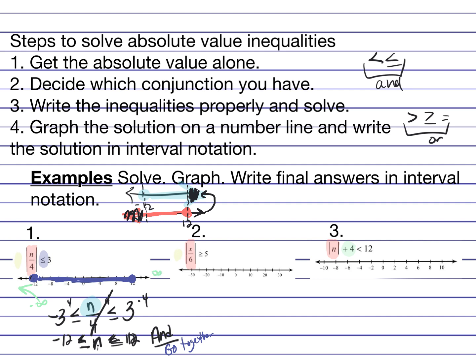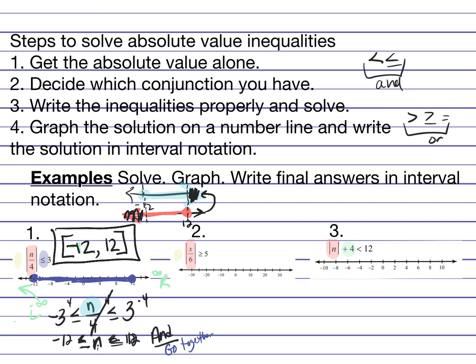So I'm looking at this black number line, reading it from left to right. Where does my black number line start being shaded? It starts at negative 12. I'm going to switch to black. It starts at negative 12 with a solid circle. And then where does it stop being shaded? It stops at positive 12 with a solid circle. That is my interval notation and my answer for number 1.